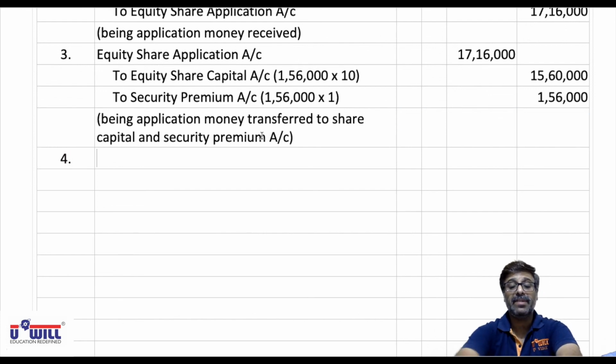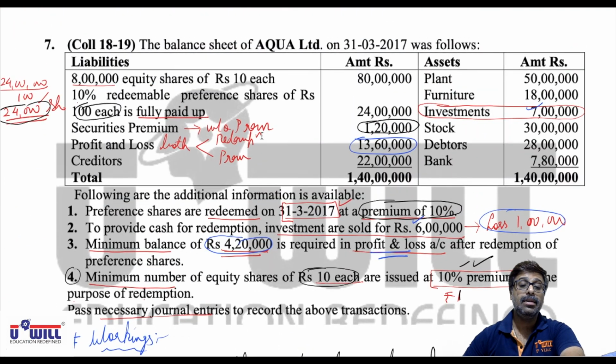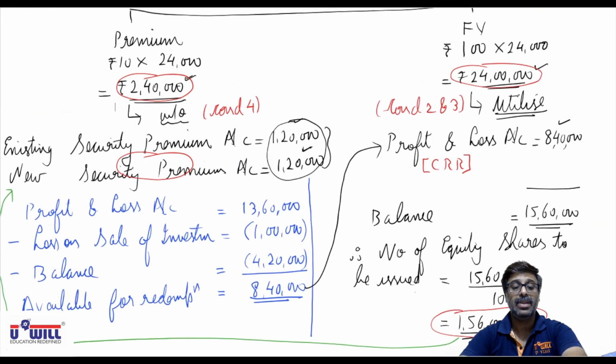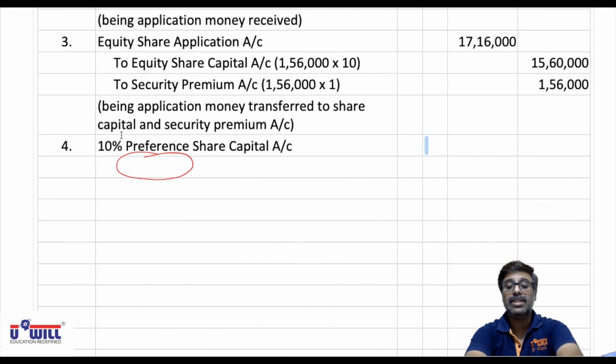Now for redemption of preference shares, is it given in the question what percentage of preference shares are there? 10%. You all can see here 10% is mentioned. So what will be the next entry? 10% preference share capital account debit with 24 lakhs, premium on redemption 2 lakh 40,000, to preference shareholders 26 lakh 40,000. So all of it are on the fourth entry. 10% preference share capital account debit. Now preference share capital has credit balance. So to close it, we reverse and debit it with 24 lakhs.